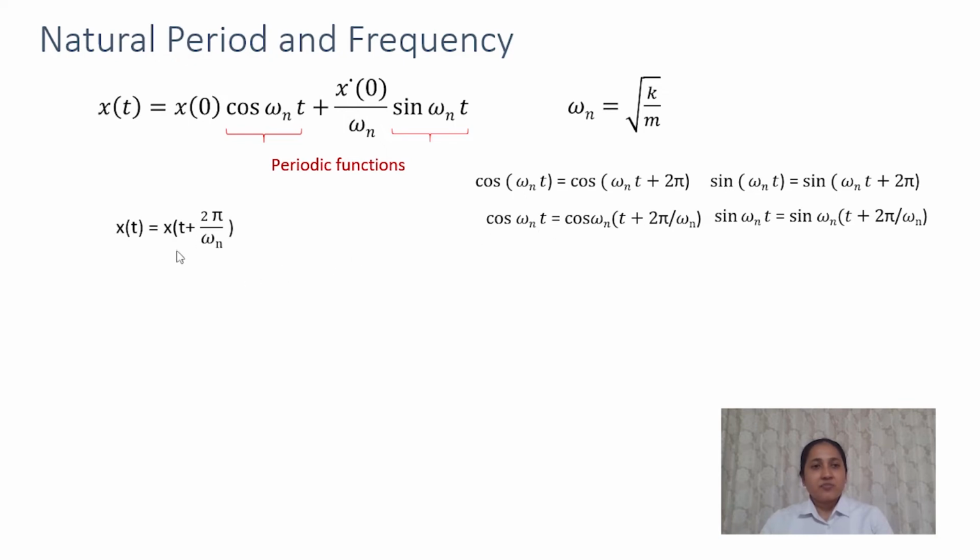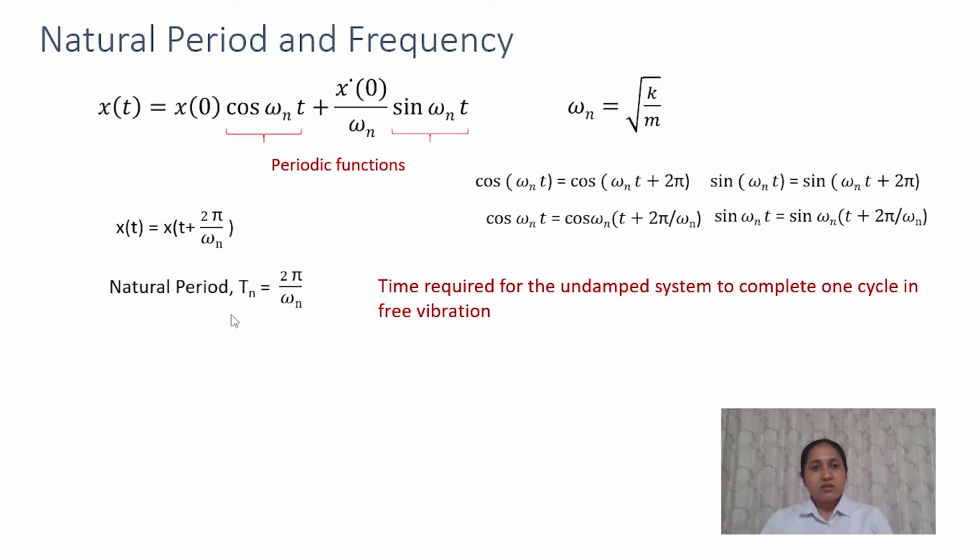That means the value of x(t) at time t will also be equal to the value of x at t + 2π/ωn. So this 2π/ωn is the natural period of our vibration. That is the time required for our undamped system to complete one cycle in free vibration. That is known as the natural period, and the value will be equal to 2π/ωn, and ωn is equal to root of k by m.